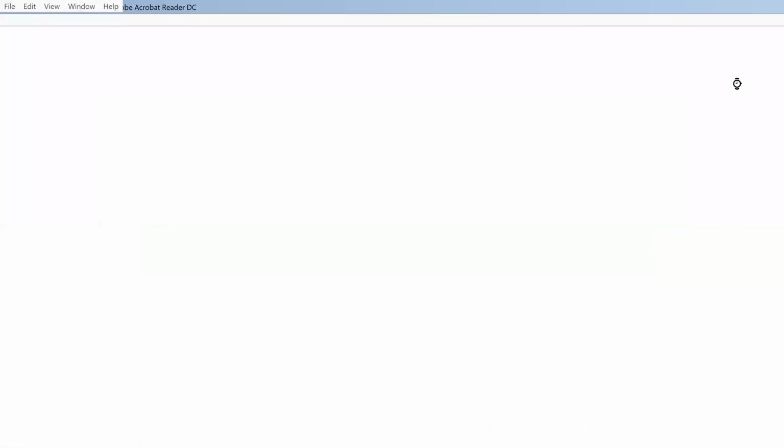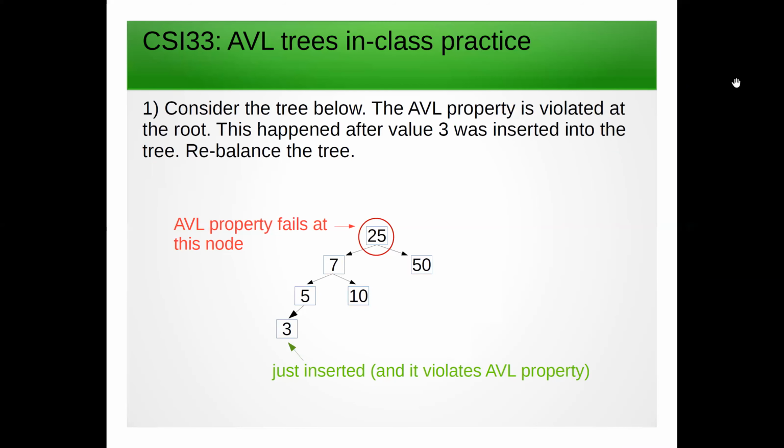Okay, here it is. In order to keep things simple, for the beginning, we actually point to the place where the property is failing right now and what happened recently, right? So this 3 was just inserted and it is violating the property at this place, right? Why? Because the height of this tree is, let's count, 1, 2, and the height of this tree is 0. So 2 minus 0 is obviously 2, right?